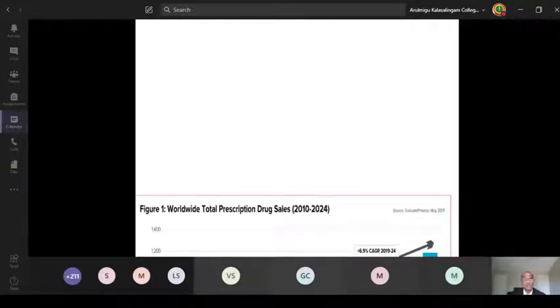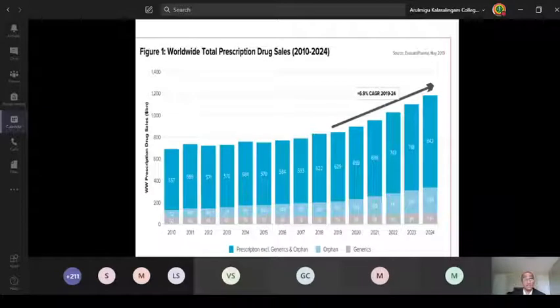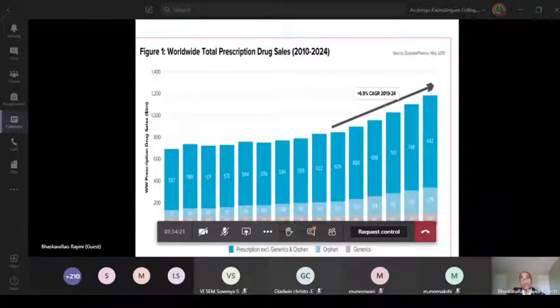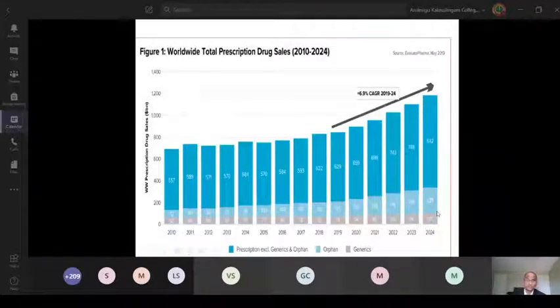Now we can see in this chart the worldwide total prescription drug sales from 2010 to 2024. You can see there is an upward trend from 2019 to 2024. There is increasing demand for prescription drugs. Within the prescription drugs, also orphan drugs, which are very rare drugs for rare diseases. Generics will keep maintaining the same tempo, but if you see the biologics and prescription drugs, particularly orphan drugs, there's increasing demand, with sales at around 6.9% CAGR by 2024.